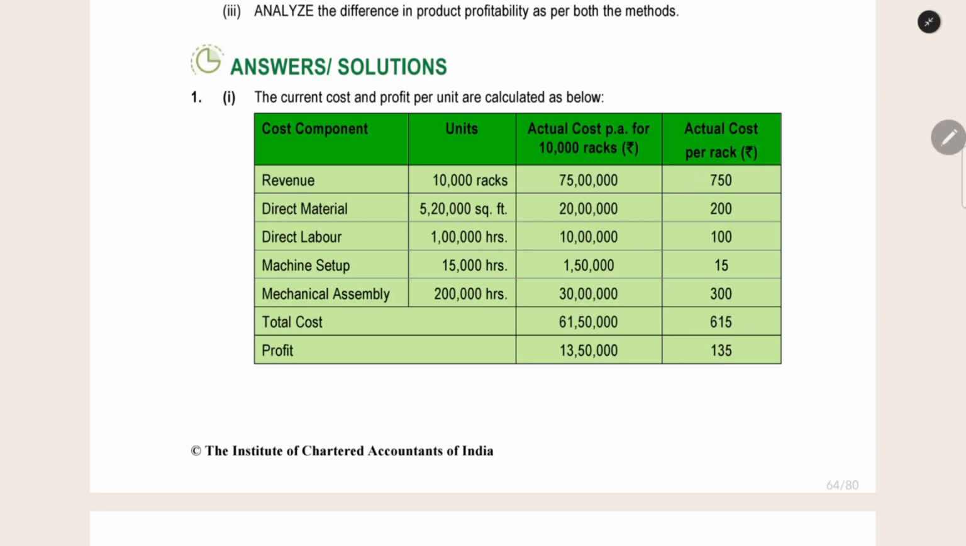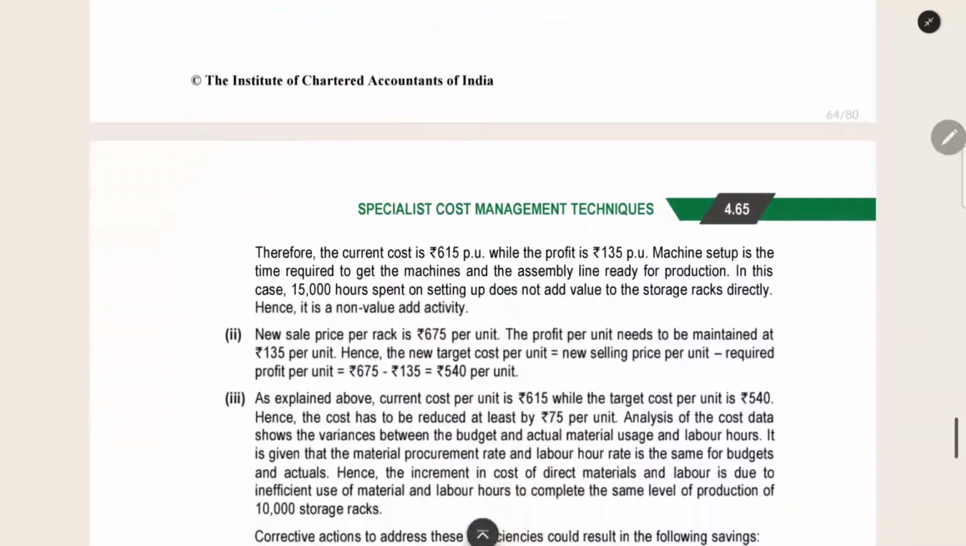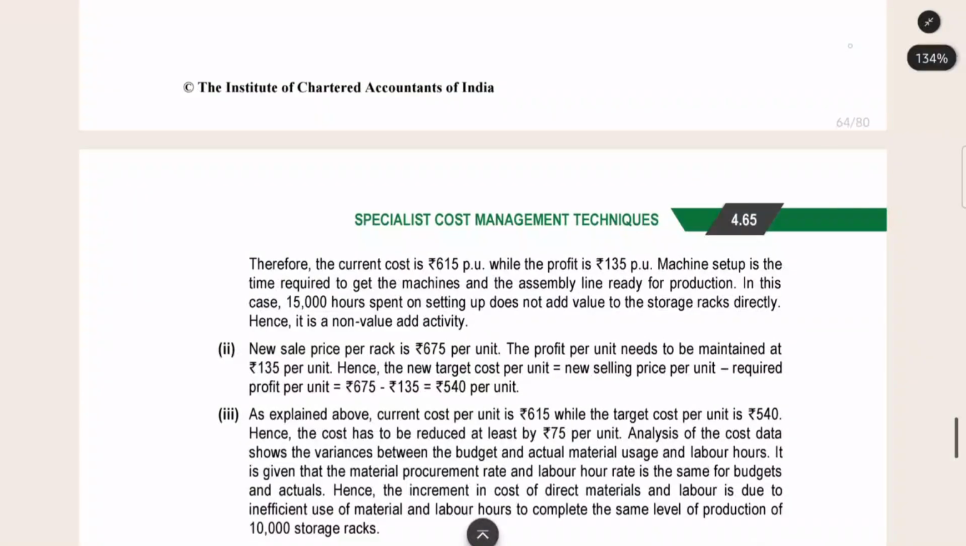Now, the next question is, what are the non-value added activities? Here they have given it. Machine setup is the time required to get the machines and the assembly line ready for production. It is not adding any value. It is not going to be seen by the customer in the final product. It is done in the manufacturing process, but the customer cannot see it visibly in the final product. So the machine setup and then the assembly line, these two are non-value added activities.